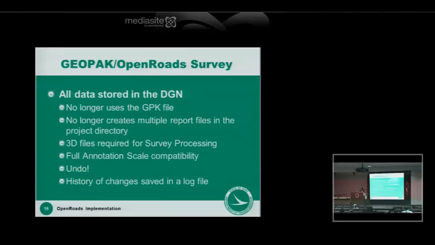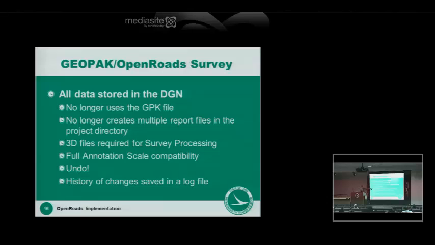Now, as far as the data with OpenRoads survey, the biggest change, everything is stored directly in a DGN file. Okay, the survey processing no longer uses the GPK file. Everything is stored in the DGN file. If you've processed survey data, you used to get a million files in your folder that it creates. You don't get all those reports that GeoPack survey created, none of that stuff is populated out there for you.